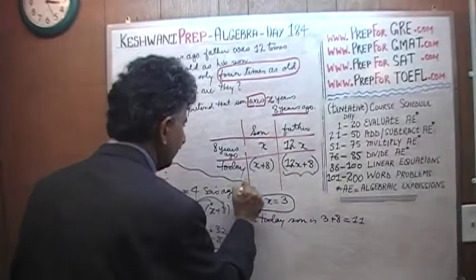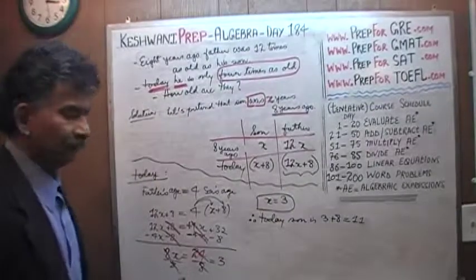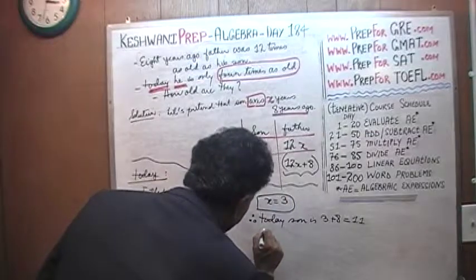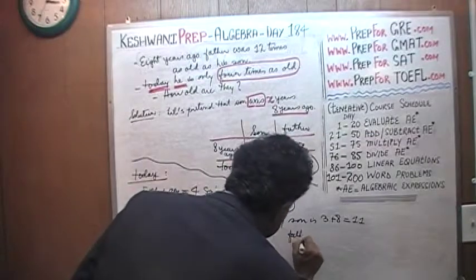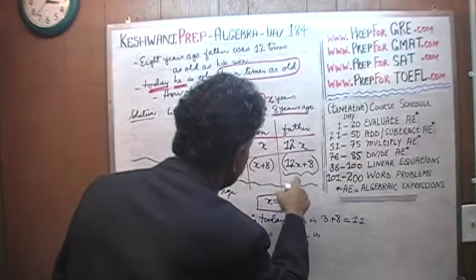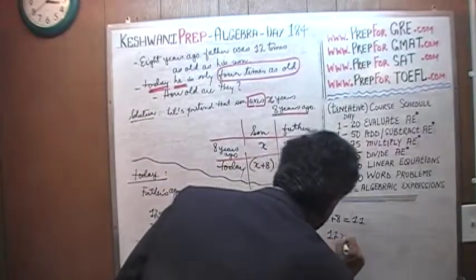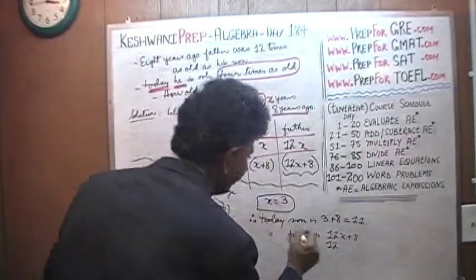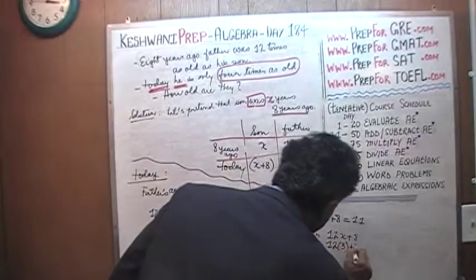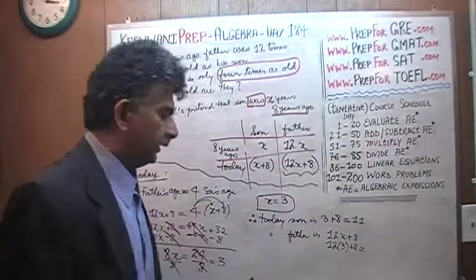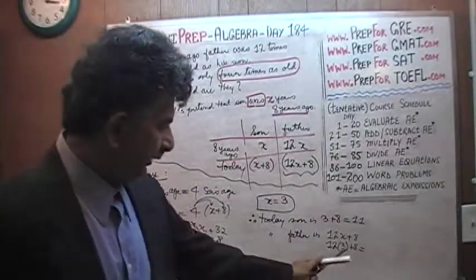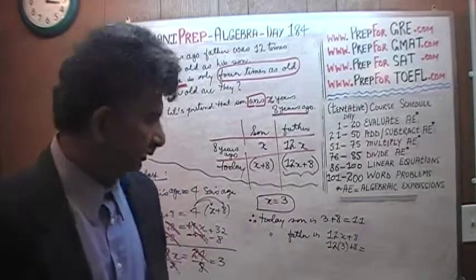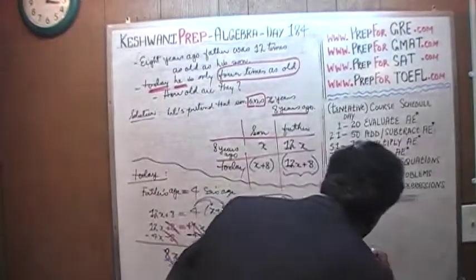Let's keep our work separate. So that's today's age for son. Father's age today is this thing. Today, father is 12x plus 8, 12 times x, which is 3, plus 8. Again, 3 times 12 is 36. 36 plus 10 would be 46. So 36 plus 8 must be 44. Oh, what do you know?